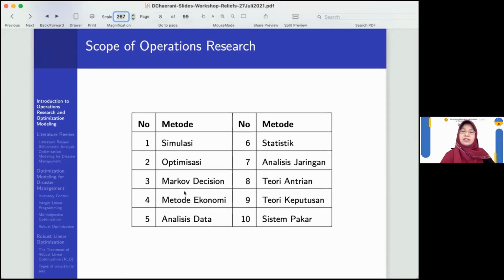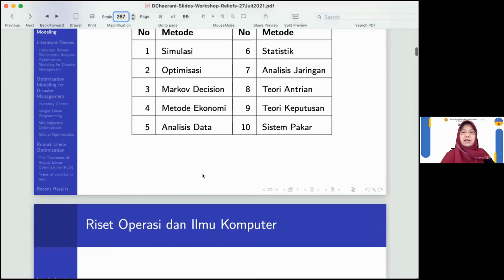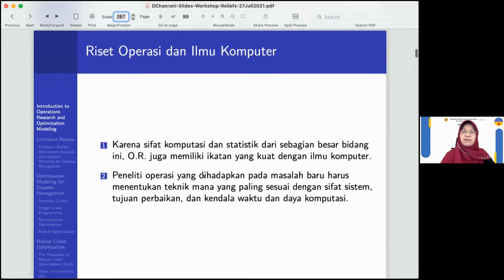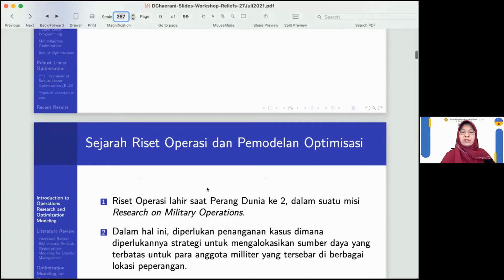These are the topics that we need: simulation, optimization, Markov decisions, economic methods, data analysis, statistics, network analysis, queuing theory, decision theory, and also expert systems. And what is the relation of operations research with computer science? Because the nature of computation and statistics is mostly in this field, it also has a strong relation with computer science. It has been shown by Audie earlier how we can utilize supporting tools to calculate computations.